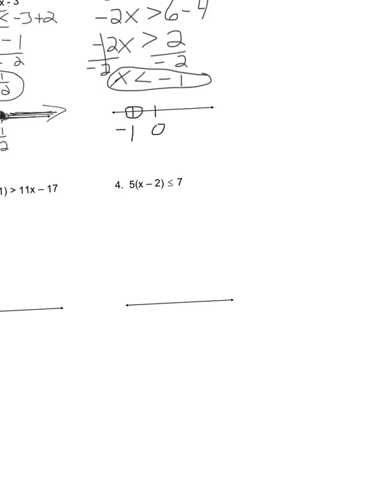Open. Because it is not, not what? Not equal to. Okay. Right, Landry? All right. Which way do I shade? It says x is less than. So I shade which way? To the left. To the left.